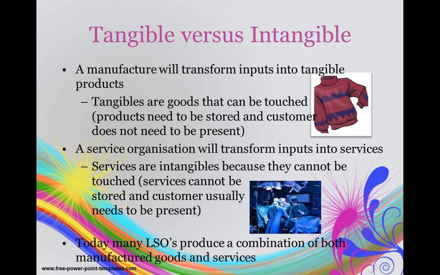A service organisation will transform inputs into services. Services are intangibles because they cannot be touched. Services cannot be stored, and the customer is usually present. An example of a service is an operation in a hospital. Today, many LSOs produce a combination of both manufactured goods and services.